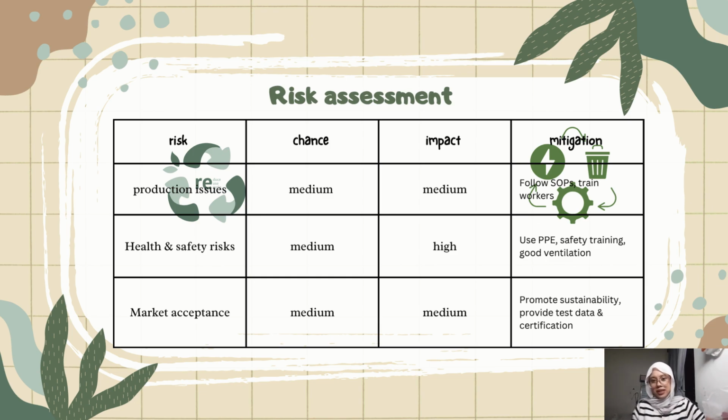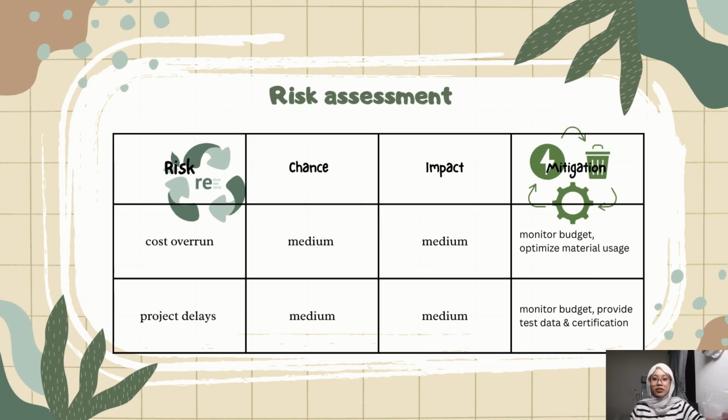Some customers may hesitate to use recycled construction materials due to concerns about the quality and also reliability. This risk has a medium probability and medium impact. To address this, we will promote the environmental benefit of the product, provide technical performance data, and also obtain the necessary product certifications. The final group of risks includes cost overrun and project timeline delays.